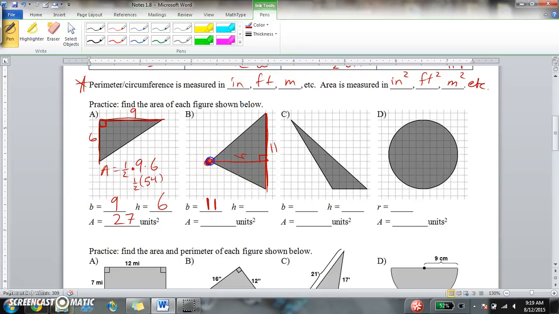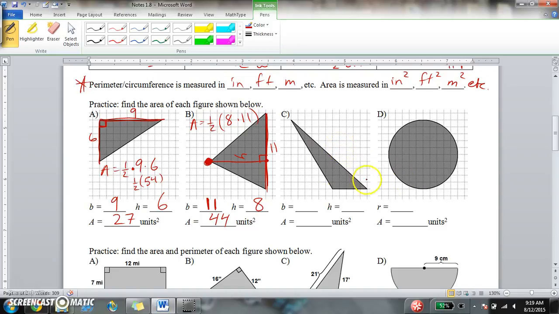You need to find the length of your height. So if you count from this corner of the triangle to this side straight across, you're going to get that that is 8 units long for your height. So again, your area is going to be 1/2 times your base times your height. 8 times 11, or 11 times 8, is 88, and half of that is 44.